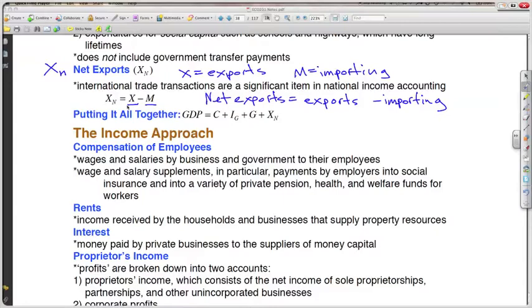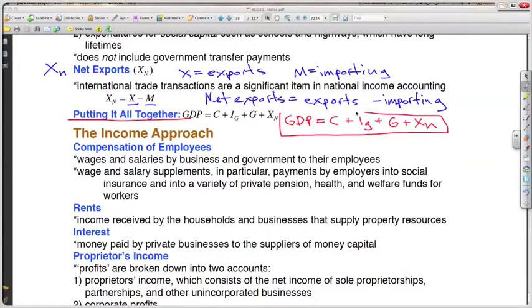Once we add all of these variables together, GDP is equal to personal consumption expenditures plus gross investment plus government spending plus net exports. It's very important that all of you remember this equation. So this is our expenditures approach.